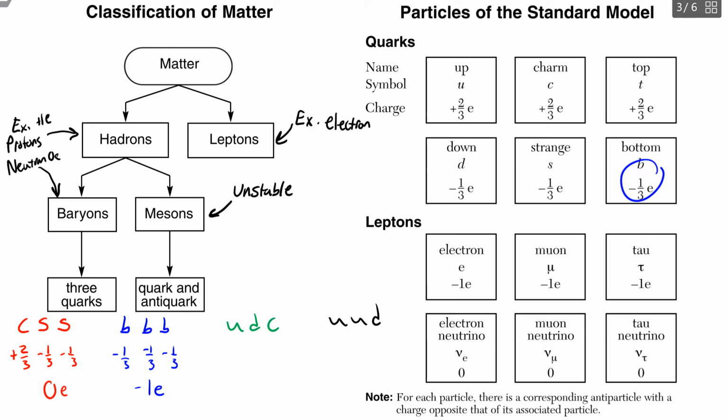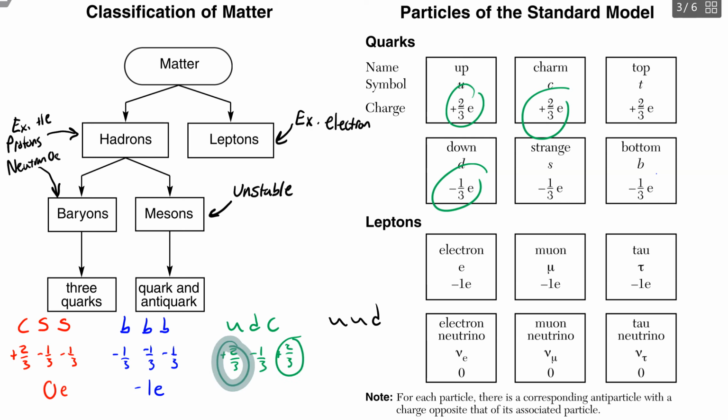How about up, down, charm? Okay, up is positive 2/3. Down is negative 1/3. Charm is positive 2/3. Let's see, 2/3 plus 2/3 is 4/3. Minus 1/3 is 3/3. 3/3 is positive 1E, where I come from.